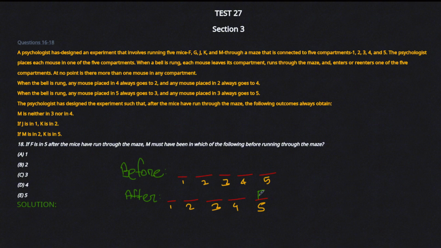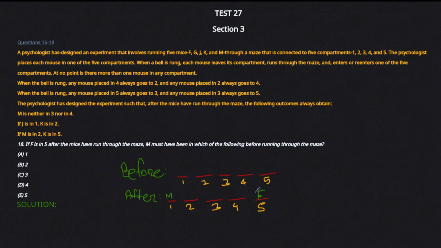Now, from the first condition, we know that M cannot be at number 3 or number 4. So M cannot be here or here. Now, it's left with 1 and 2. So for that, we know if M is at number 2, K has to be at number 5. So M cannot be at number 2 either. So M has to be at number 1.